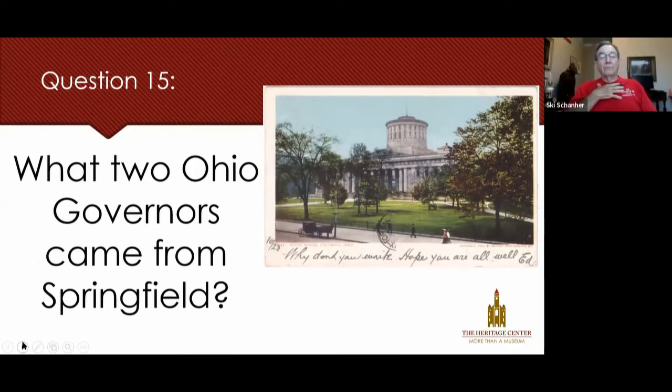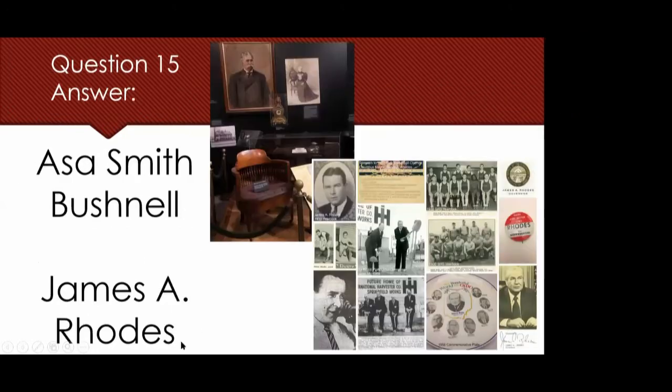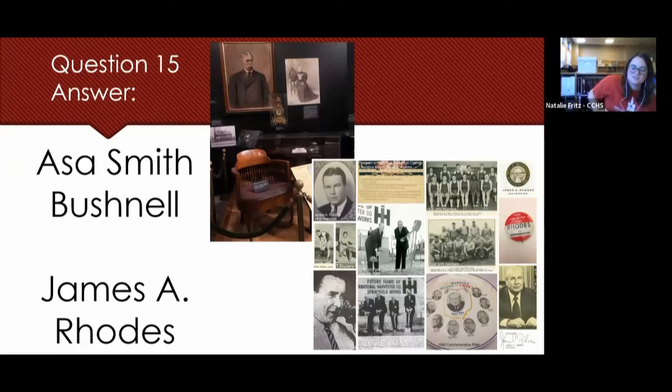James Rhodes. Rhodes, I couldn't think of his name. Dusty Rhodes. And Asa Bushnell. Yeah. Yep. Bushnell. So Asa Bushnell was governor from 1896 to about 1900, and he died not long after that.